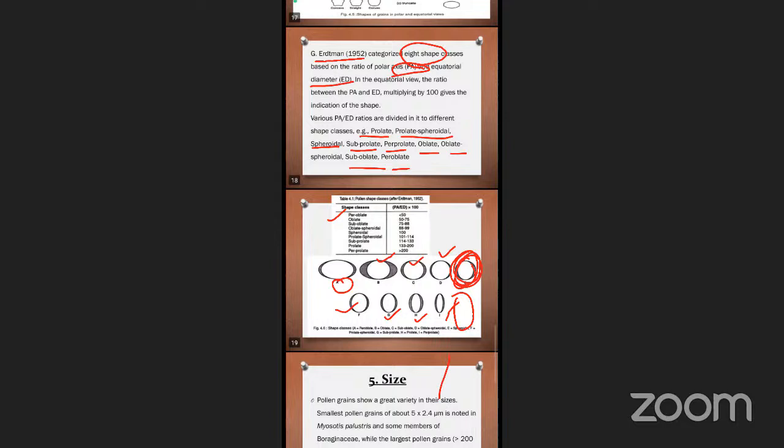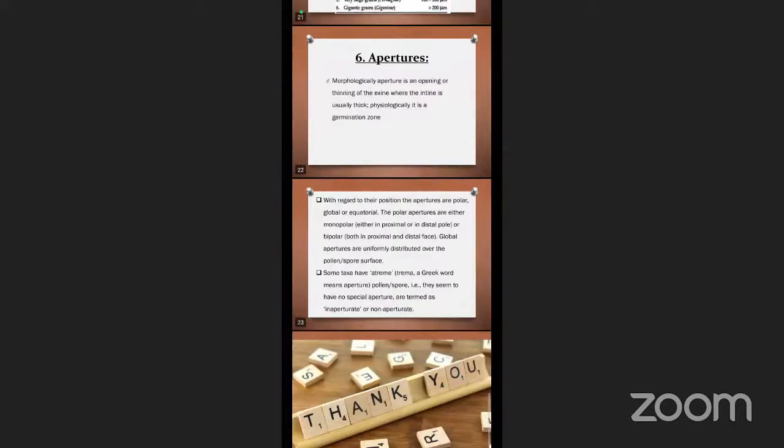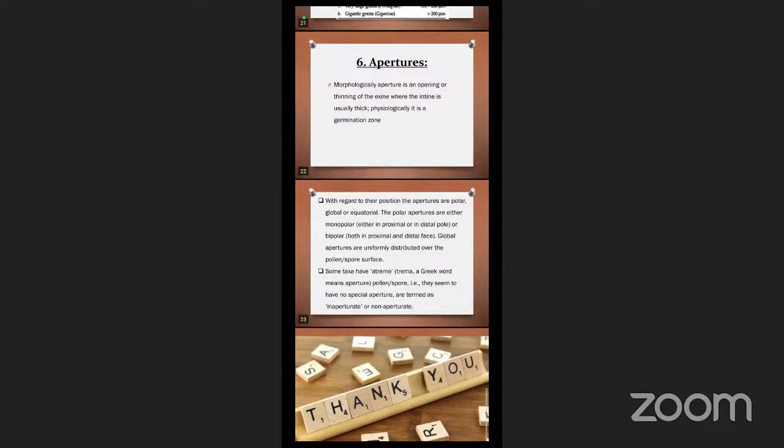I think, just wait. Largest one, I think Mirabilis jalapa. Let's see. Are you able to see?